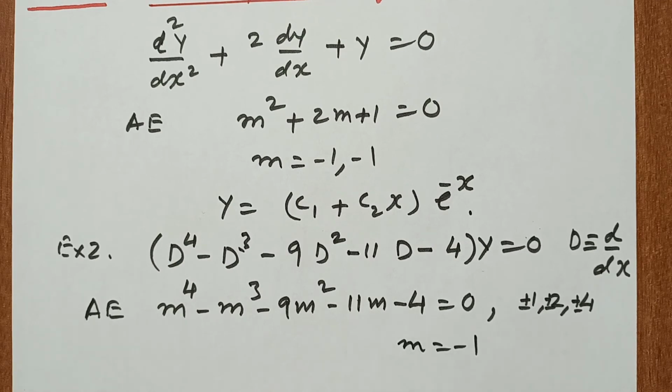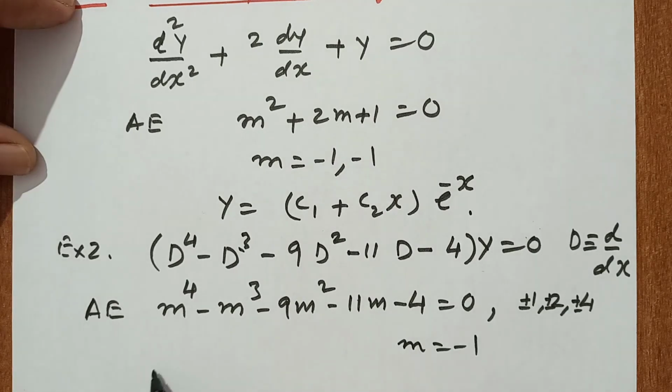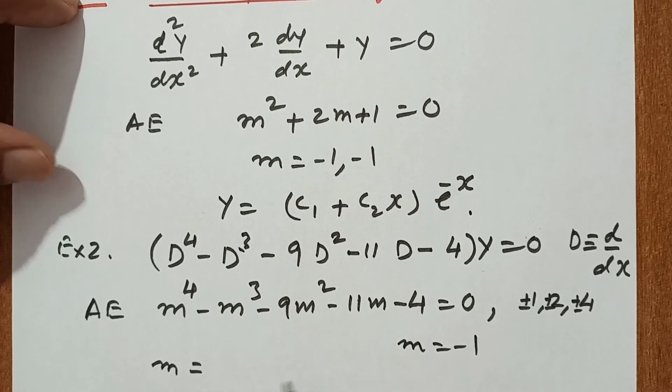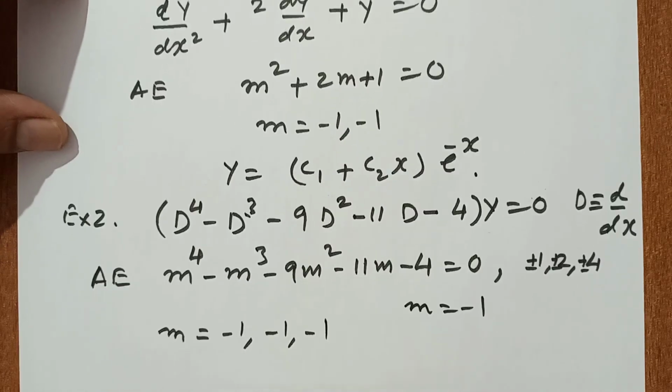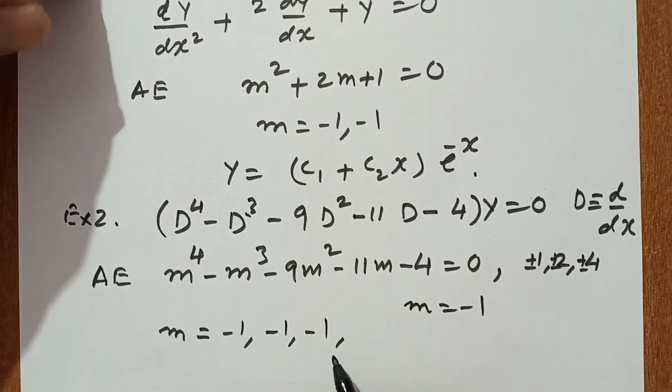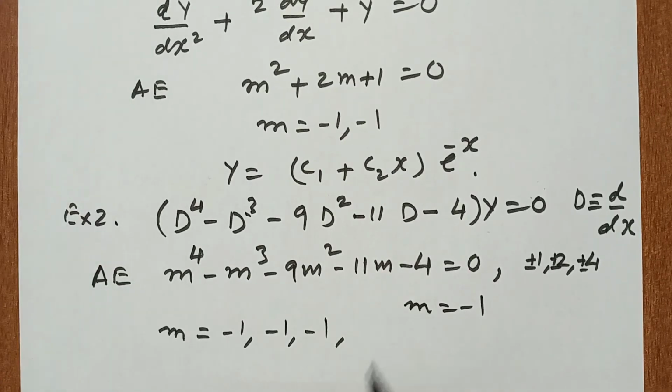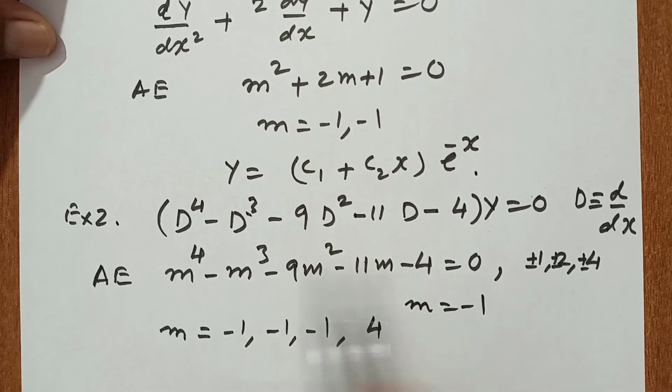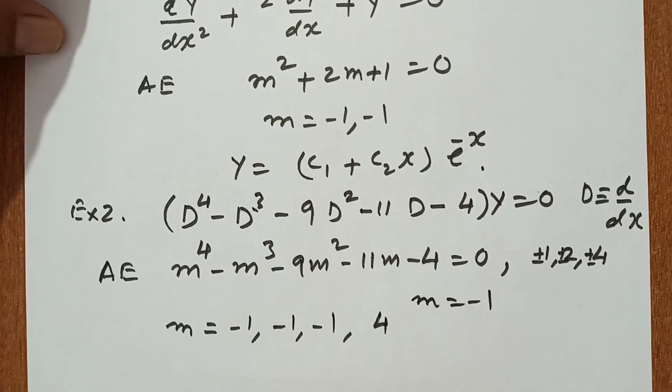Okay, so first you divide, m is equal to minus 1. So you get a third degree equation, and by the same inspection method you can solve. Here, this is very easy to solve. m is equal to minus 1, minus 1, minus 1. And since this is a 4 degree equation, m is equal to 4, another value you can calculate very easily. So there are 3 equal roots.